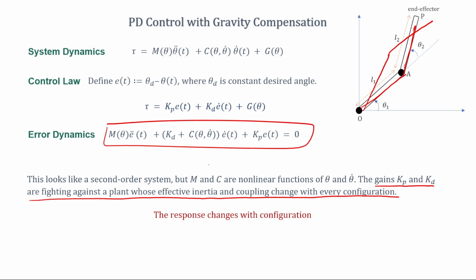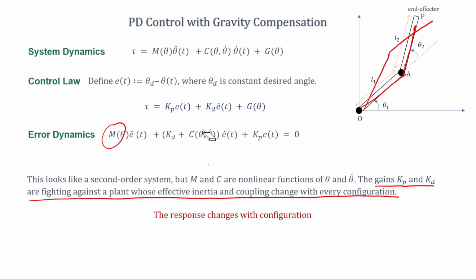So in case of linear systems, if you remember, once we choose the value of Kp and Kd, the error signals will generally die down to 0, but the response will always remain the same, because Kp and Kd get fixed, everything is fixed, and so the response depends upon the roots of the characteristic equation that we get from the differential equation. Here, however, because M(theta) and C(theta) are changing with different configuration, the response will also keep on varying.